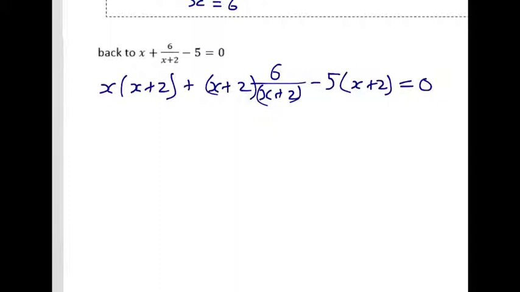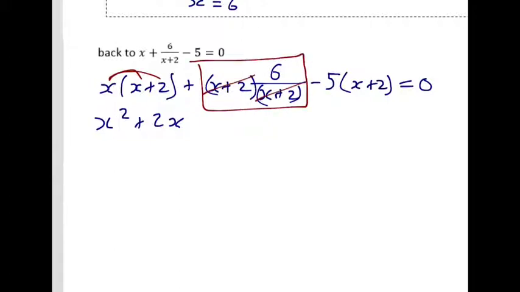Okay, so what does that do? Well, it changes the x to x squared plus 2x. It changes this term so that the denominators just cancel each other. So you just get plus 6. And it changes the last term by distributing that negative 5 into the brackets. So you have negative 5x minus 10.